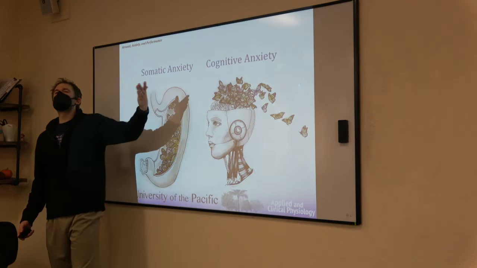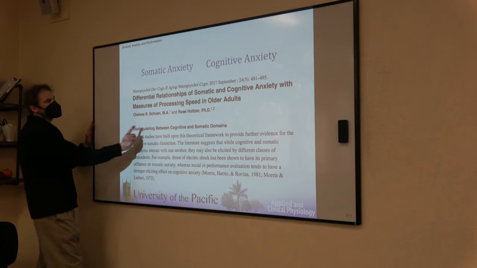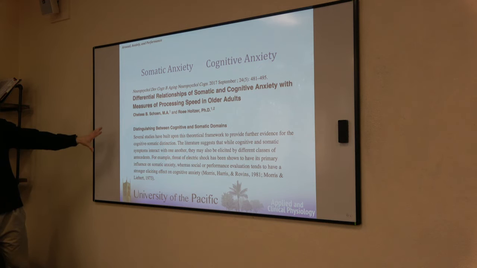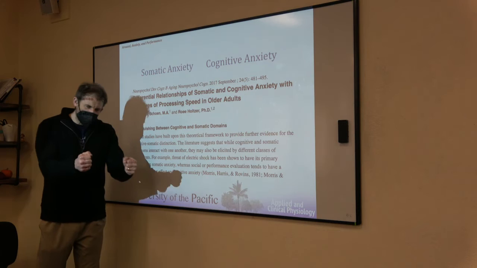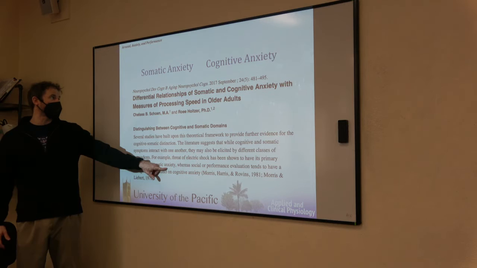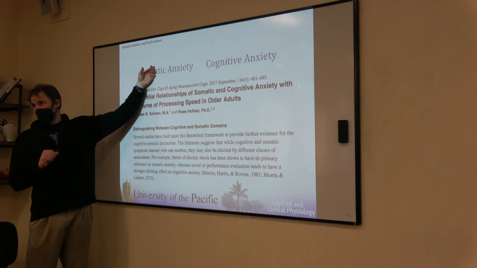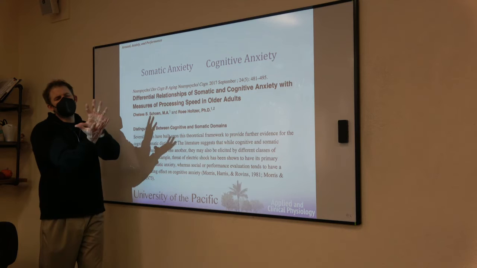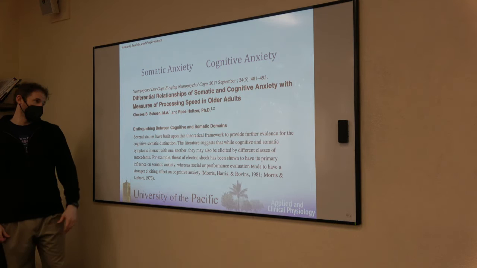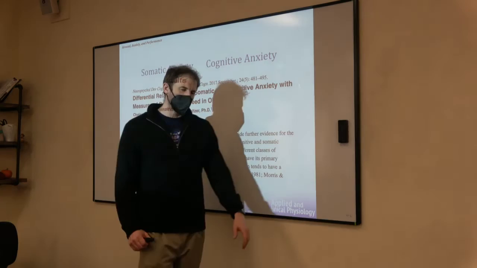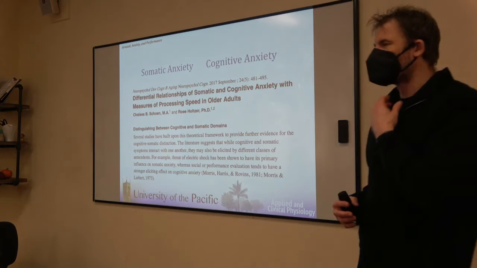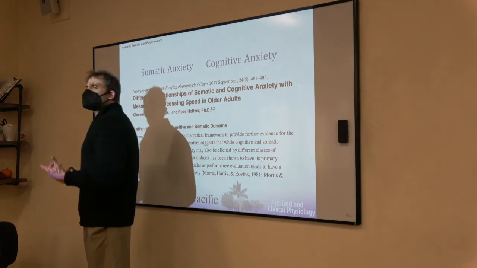Cognitive anxiety. And so distinguishing between cognitive and somatic domains, if you look down here where the threat of electric shock, not like you're in an electric chair and you're going to be executed, but like it's in a study and there's some little electric shock. The threat of electric shock has been shown to have its primary influence on somatic anxiety. So there are particular stressors that elicit one or the other or both by way of magnitude, how much somatic, how much cognitive anxiety, as compared to performance evaluations and social contexts. So if you're giving a lecture or presentation, or you're a speaker, or you're taking an exam, something like that, it's likely to elicit more cognitive anxiety.